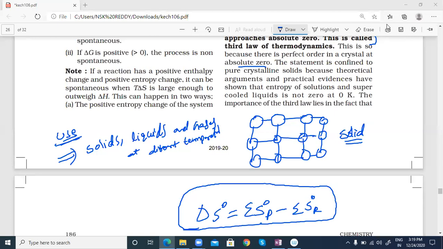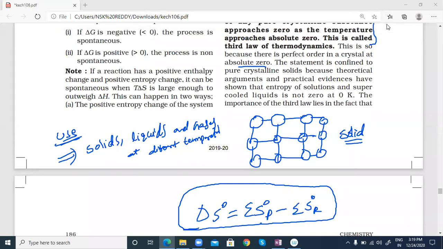Clear? Then okay, fine, no issue. No classes means no classes. If classes are there, you can attend.